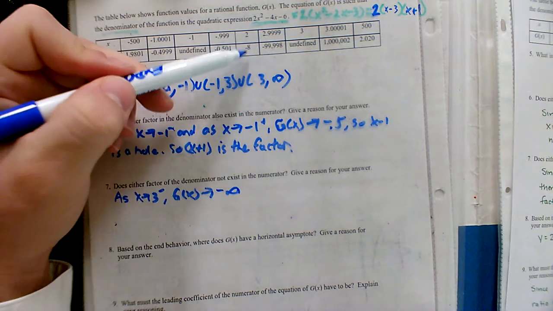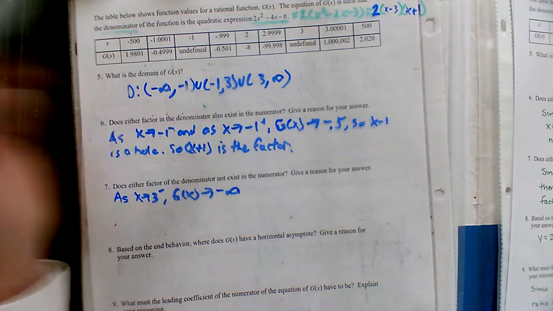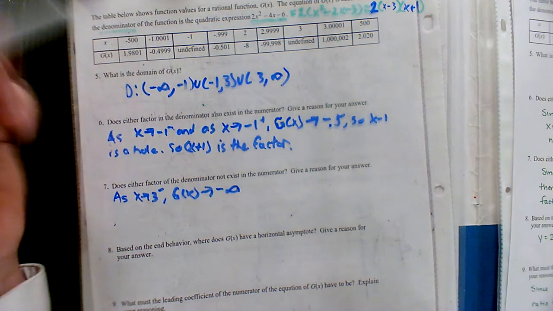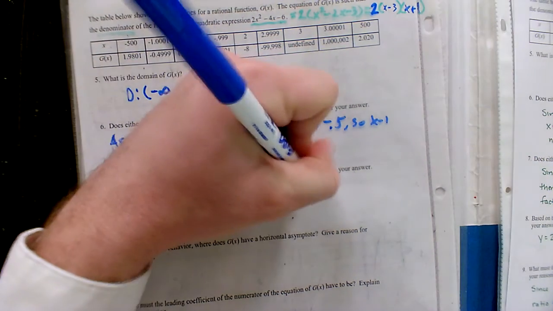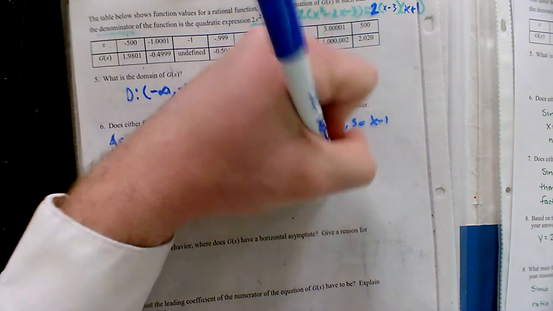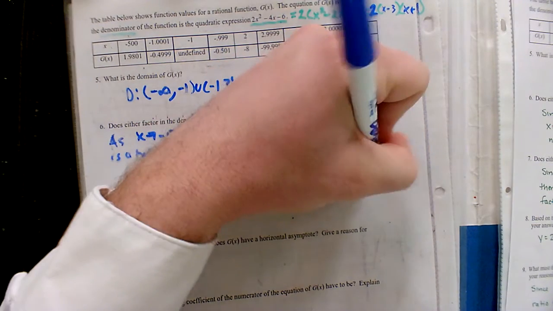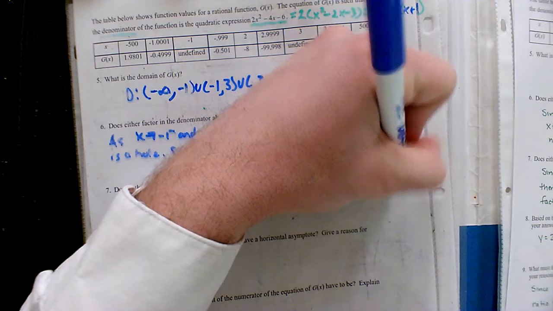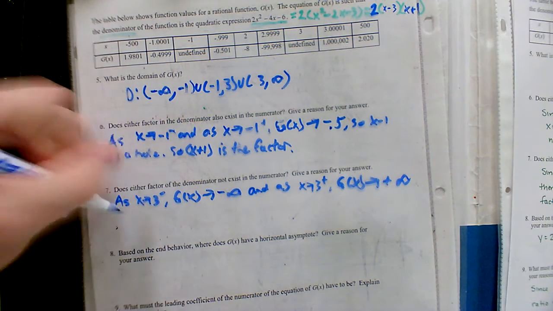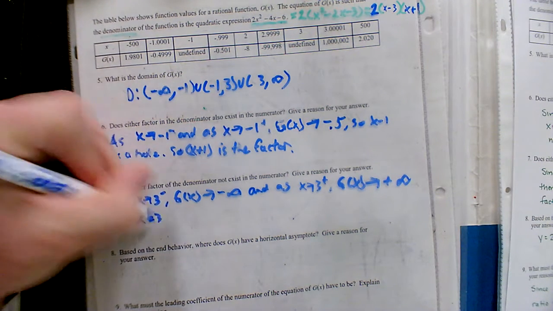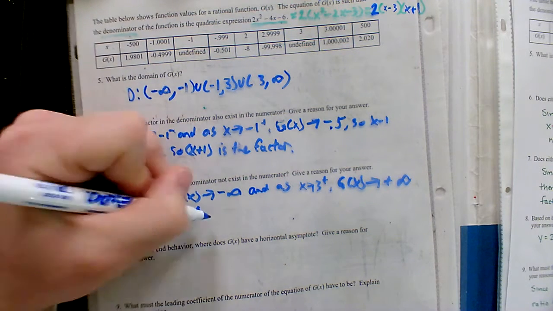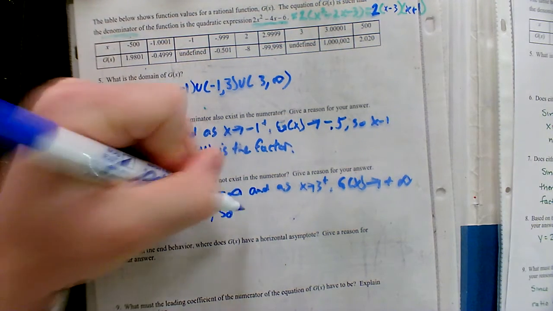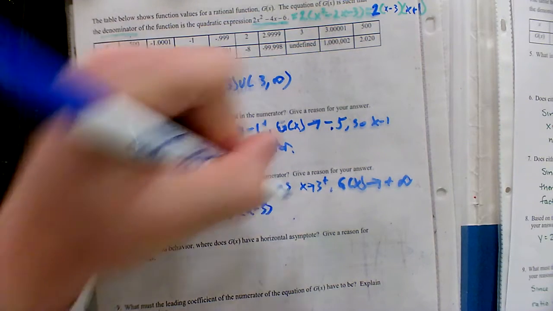Right, negative infinity. We jump from negative 8 to negative 99,998. We're going towards negative infinity. And as x approaches 3 from the right, g of x approaches, this time, positive infinity. So x equals 3 is a vertical asymptote. So x minus 3 is the factor.